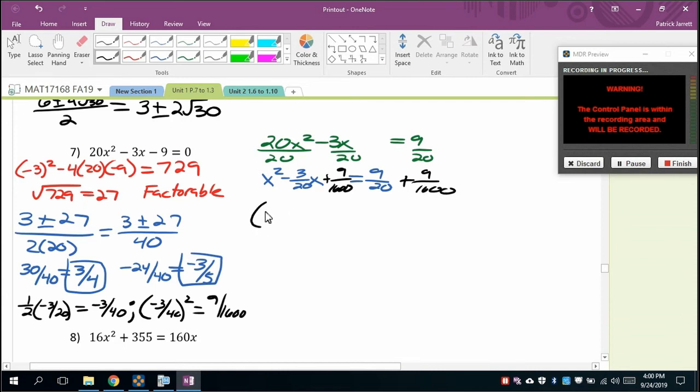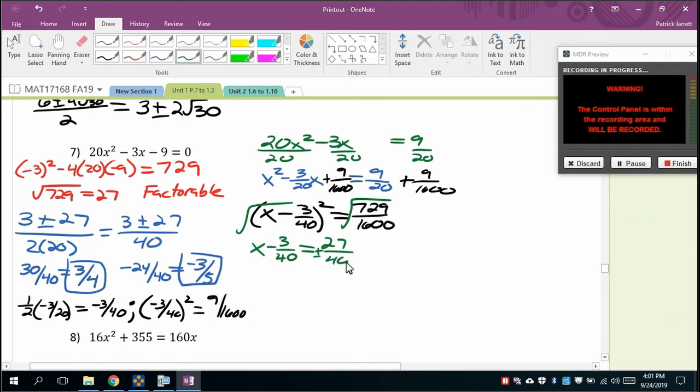9/1600ths. So we'll add 9/1600ths to both sides. So the nice thing is this will factor into x minus 3/40 quantity squared, and we figure out 9/20 plus 9/1600ths, and we get 729 out of 1600. So when we take the square root of both sides, we'll have x minus 3/40 equaling square root of 729, which is 27. So this will be plus or minus 27/40. So we can move that 3/40 over. 3/40 plus or minus 27/40. So you'll get the same answer regardless.